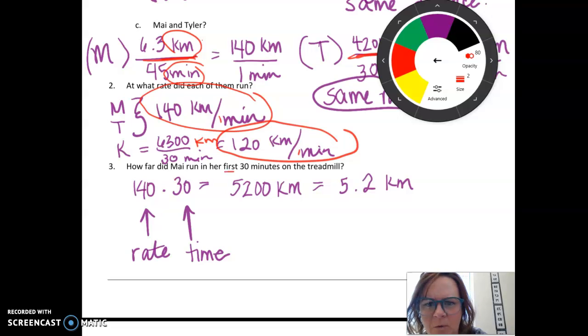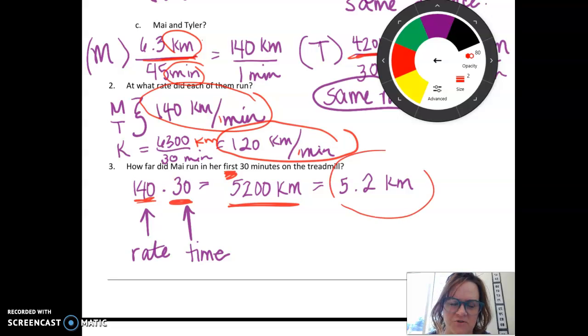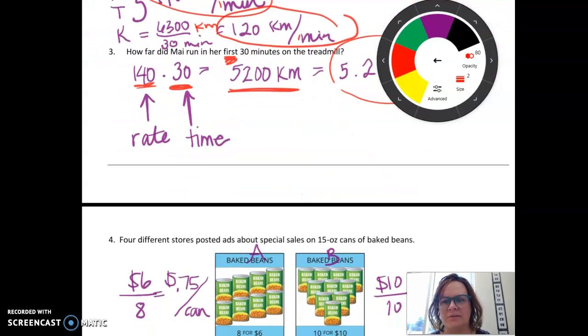How far did Mai run in her first 30 minutes on the treadmill? So don't let that word first confuse you. We're talking about running at a constant speed, so we're not worried about how that has changed over the course of the time that was spent running. So we know that Mai is running 140 kilometers per minute, and we know that she's running for 30 minutes. So 140 times 30 is 5,200 kilometers, or we could think of that as 5 2/10 or 5.2 kilometers.